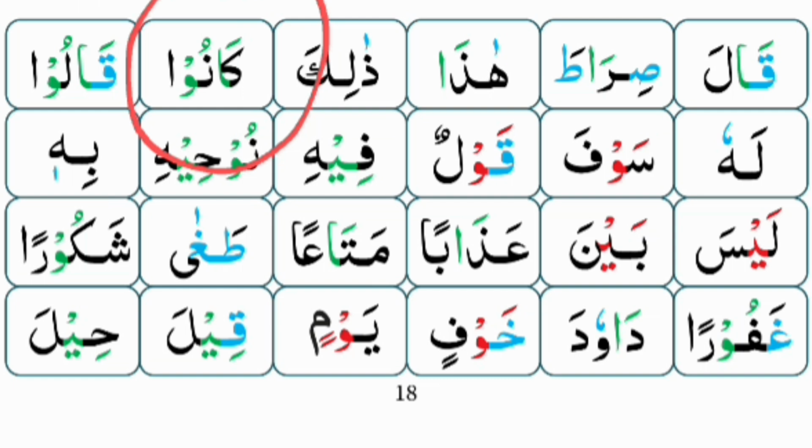Stretch the waw because waw has jazm and no harkat on the waw. We learned how to pronounce waw jazm in the previous lessons. If you are not familiar with this lesson, check them out. So it sounds kanu.